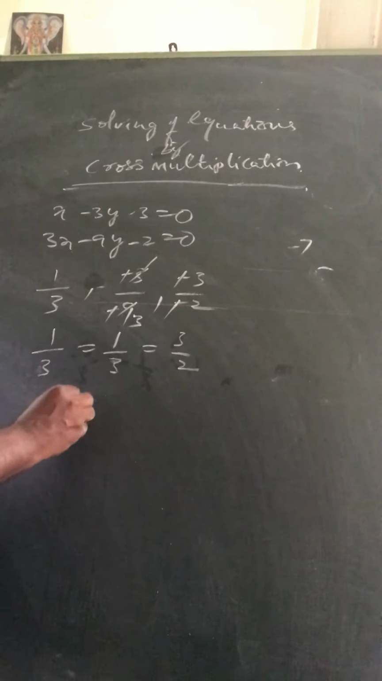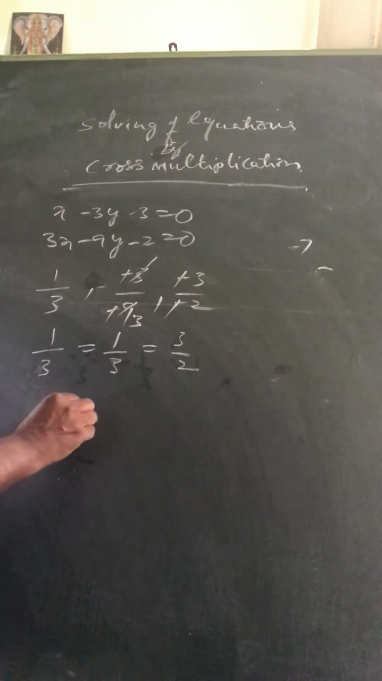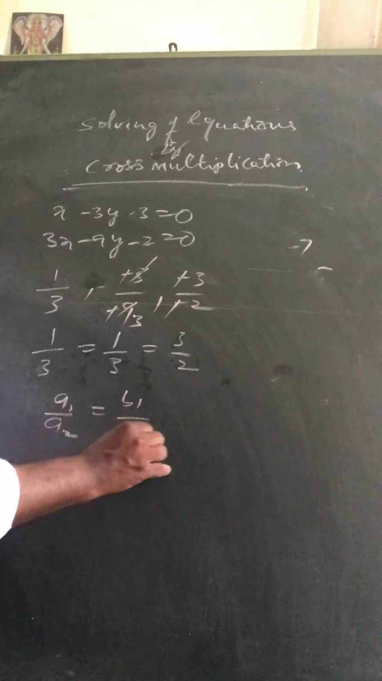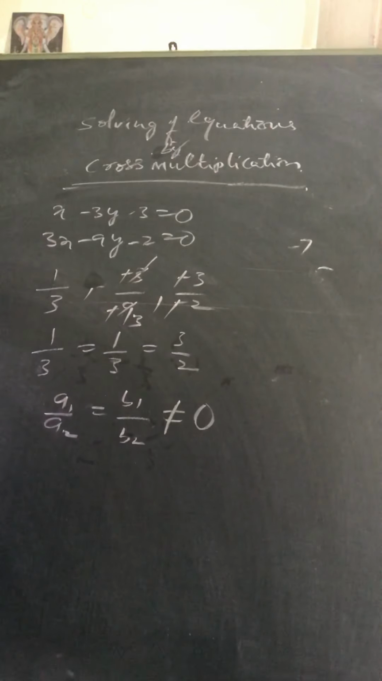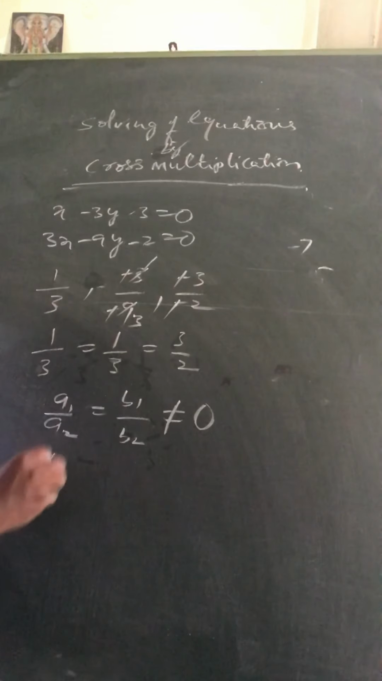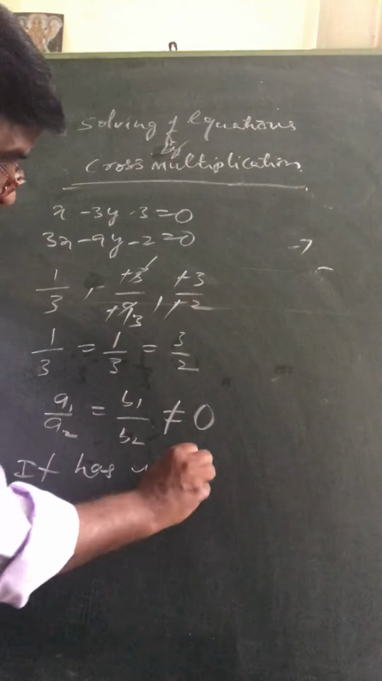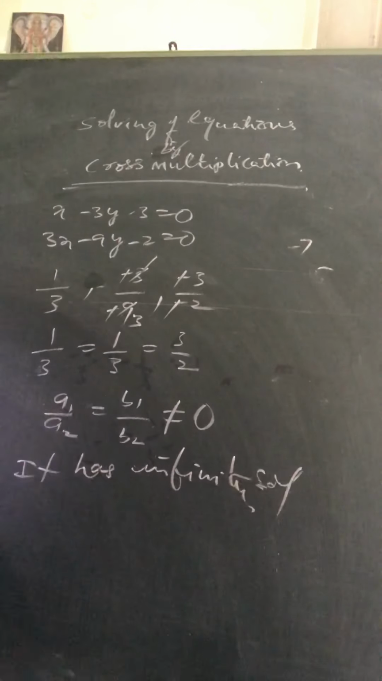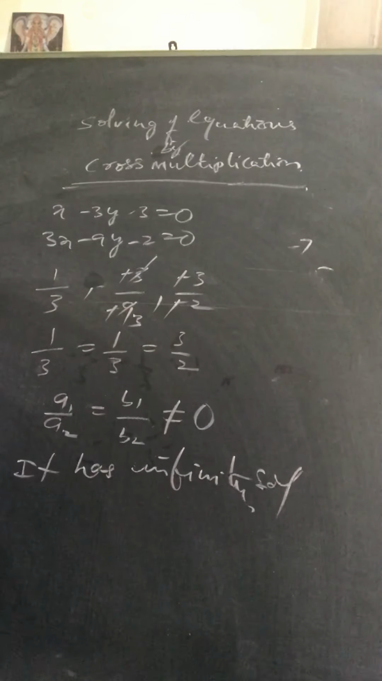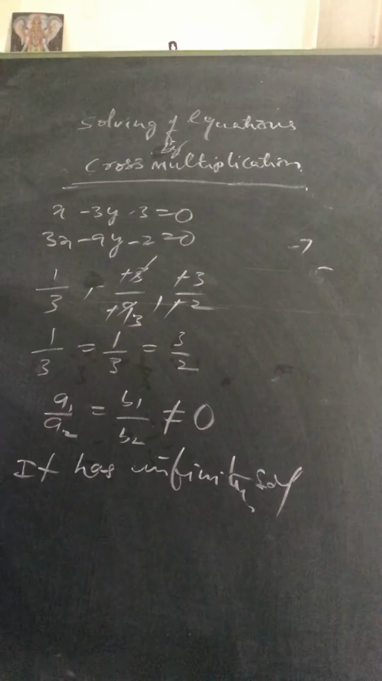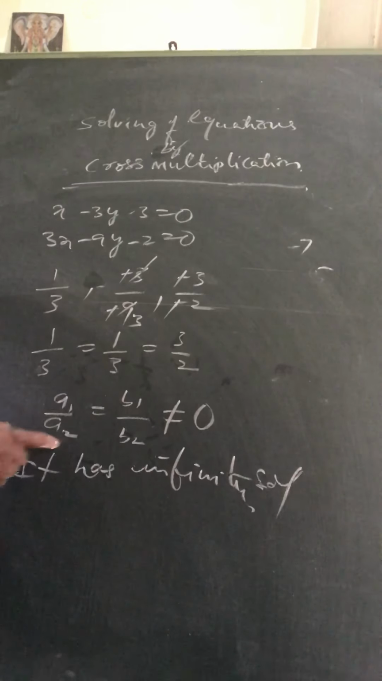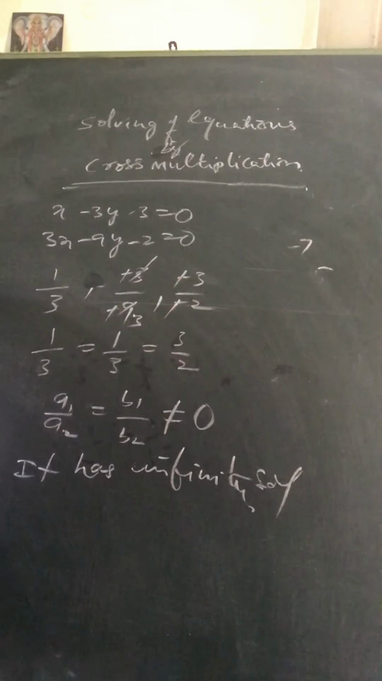This is in the form of a1 by a2 is equal to b1 by b2 is not equal to c1 by c2. So this has infinity solutions. Therefore, it cannot be solved because every point will become a solution for it. Sometimes we will get a1 by a2 is equal to b1 by b2 is equal to c1 by c2. In that case, no solutions. That also we cannot solve.